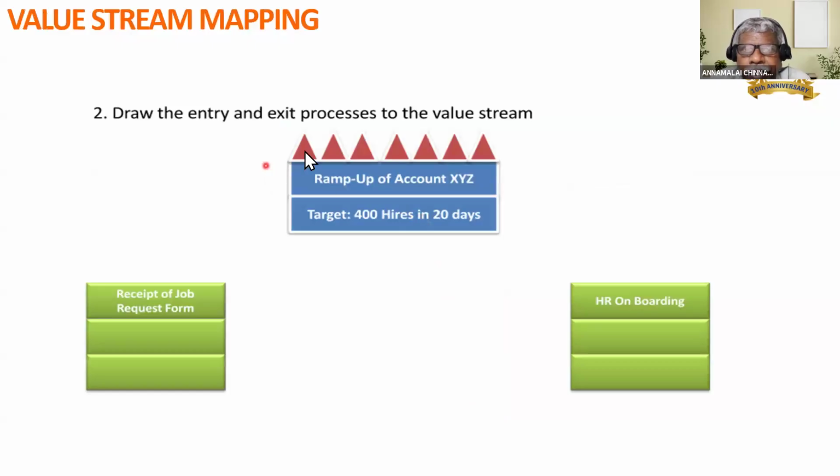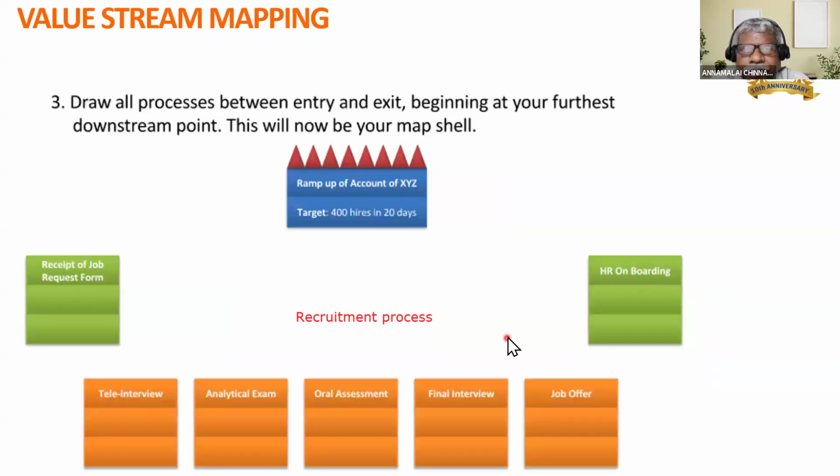Then you draw the entry and exit point processes of the value stream. Here we are doing the value stream mapping for the recruitment process, so what is the entry point and what is the exit point? In that company, whenever any department wants to recruit manpower, they have to fill up a job request form and give it to HR. That is the starting point. And the onboarded person handed over to the department is the exit point. So draw the entry and exit points for the process on which you want to do the value stream.